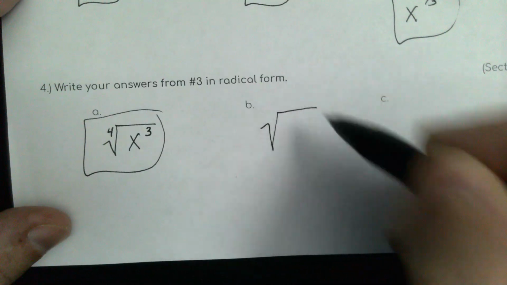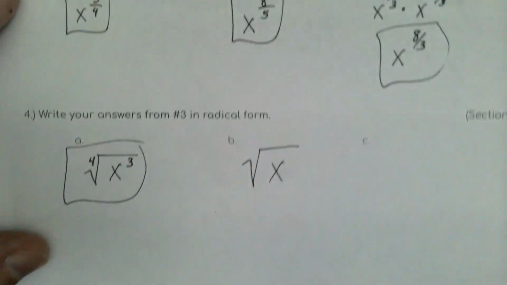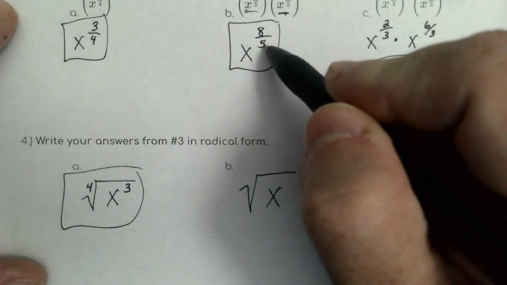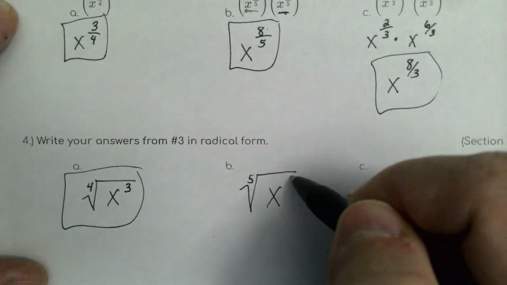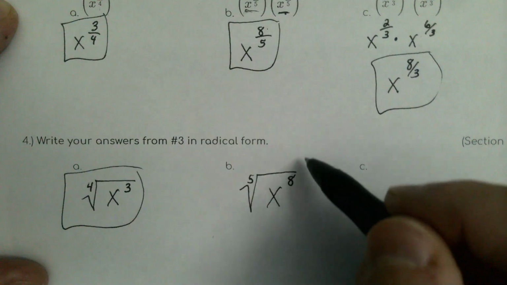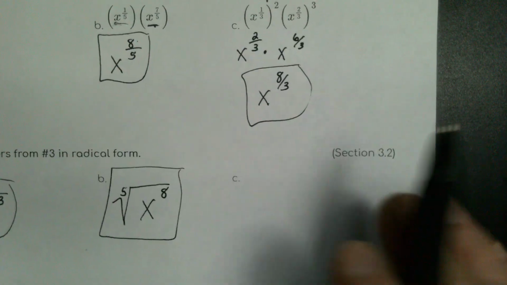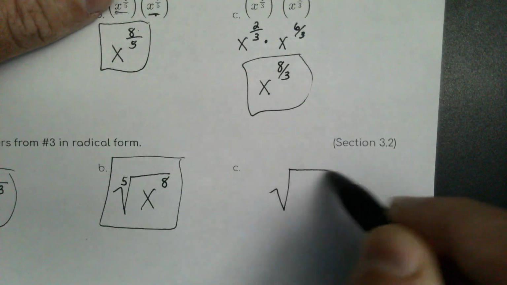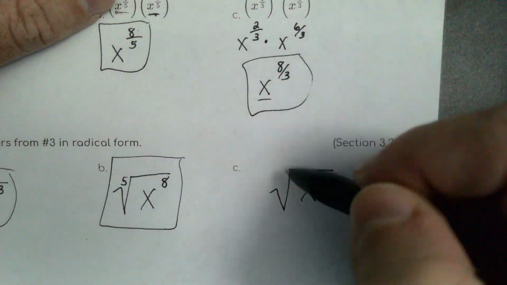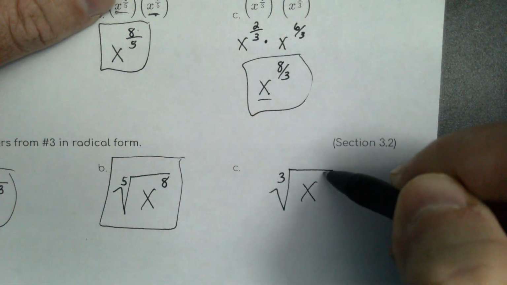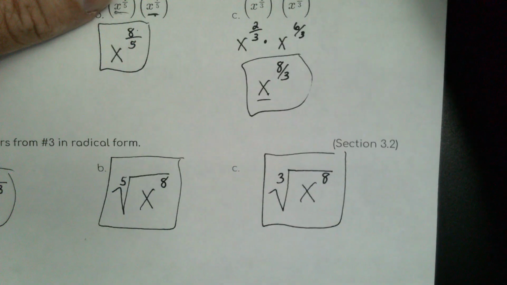B, again, give your radical. The base is an x. And the denominator goes to the left. The top number is your power, or exponent. So again, those are pretty quick if you can remember the order. And the last one, again, you need a radical. Our base is x. Bottom left, top right. Okay, so that's it on the radical to rational and rational to radical.